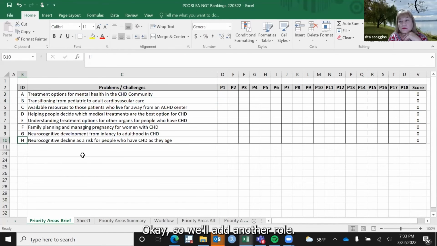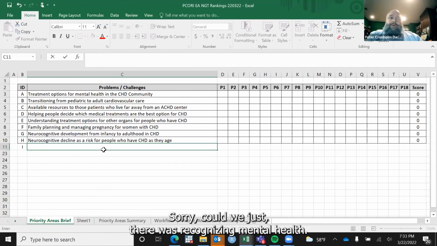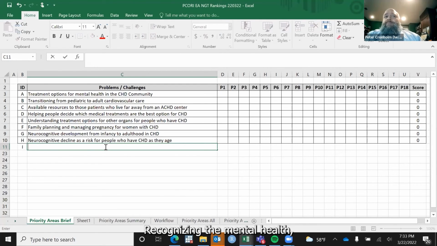Okay. So we'll add another row. Any other things need to be broken up or clarified? Sorry, could we say that was recognizing mental health. Recognizing the mental health issues experienced in the CHD community.